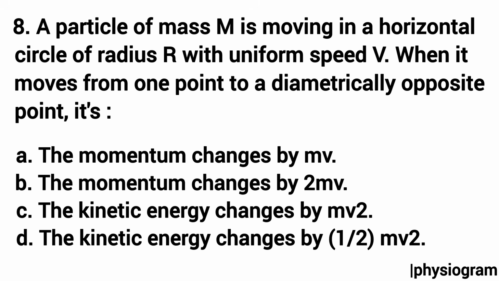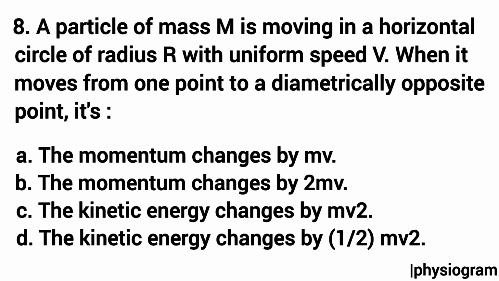The particle moves with speed v but velocity changes direction. So initially velocity is v, at the diametrically opposite point velocity is minus v, that is opposite direction. So the change in momentum del p equals p final minus p initial. So it will give m into minus v minus mv. So it will give minus 2mv. So the magnitude of change will be del p equals 2mv.